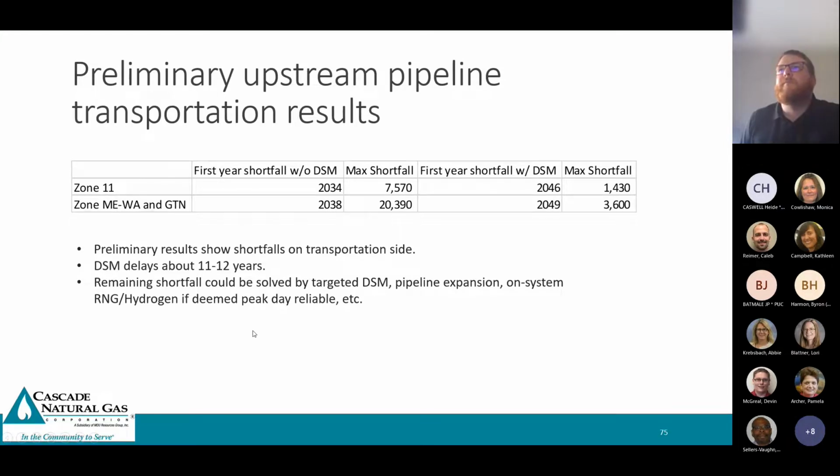So we put together some preliminary upstream pipeline transportation results. What we did is we wanted to take a look at just our upstream transportation, so we removed the emissions constraints, just to give us an idea of what we're looking at on our upstream transportation pipeline. We run our analysis through Plexos, and we run it without DSM first to identify where our shortfalls are.